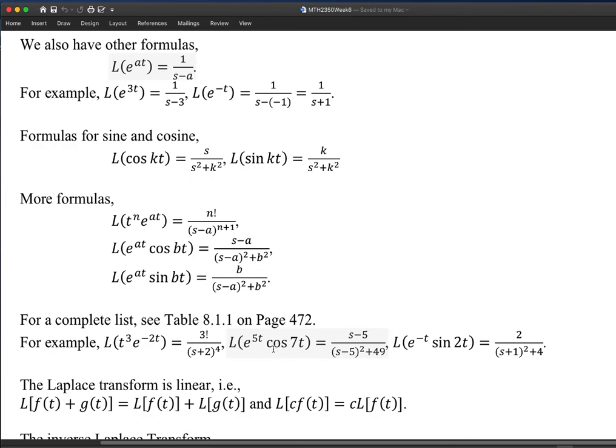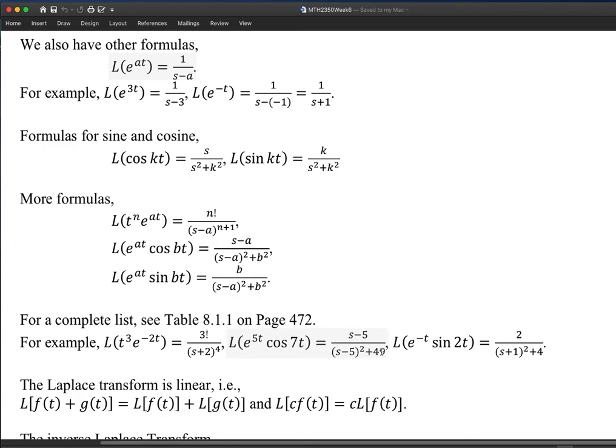How about the combination of exponential and the trigs? e to the 5t times cosine 7t. So a is 5, b is 7. And it's s minus a, s minus 5, over s minus a squared, s minus 5 again, squared, plus b squared, b is 7, that's 49, right?